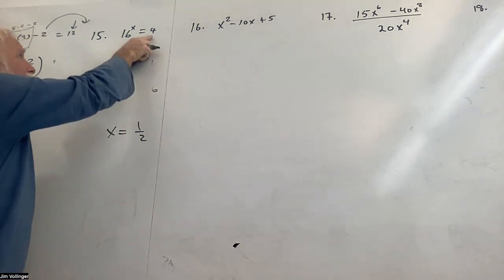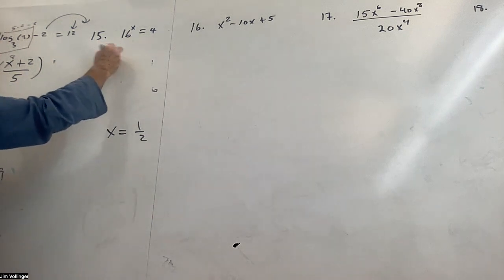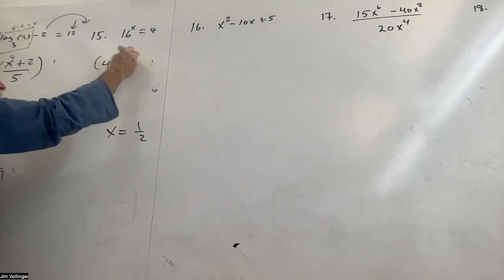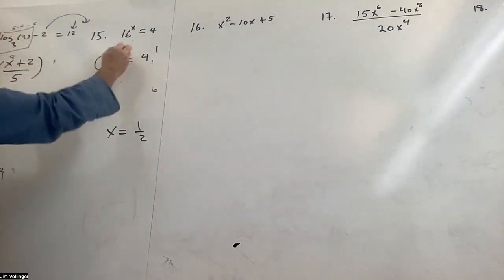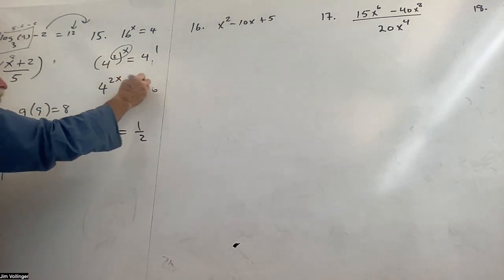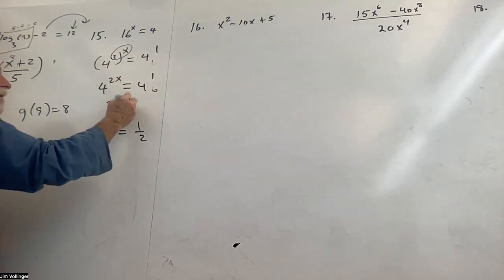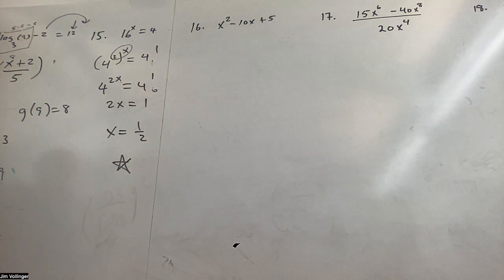So you've got to write this in base 4 notation. 16 is 4 squared. We're raising it to the x, and 4 is raised to the power of 1. Hope you know your rules. That's multiplication: 4 to the 2x equals 4 to the 1, so 2x equals 1. And hopefully you can see how you got there. I can't think of a way to check that right now. I mean, you could graph it, but if you're graphing it, you know what the graph looks like, then you don't need to graph it because you're sure of your answer.